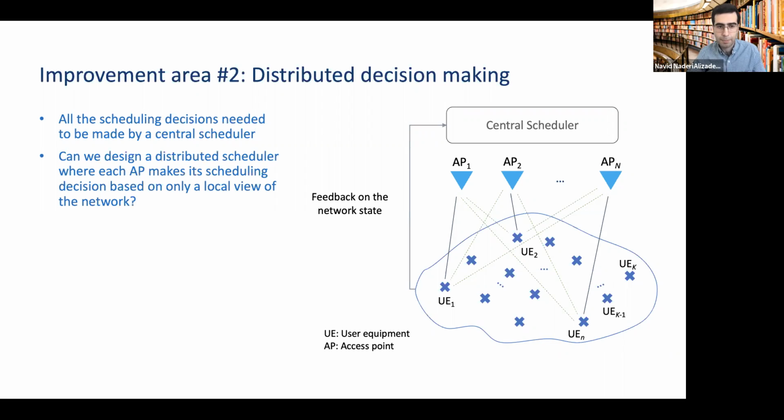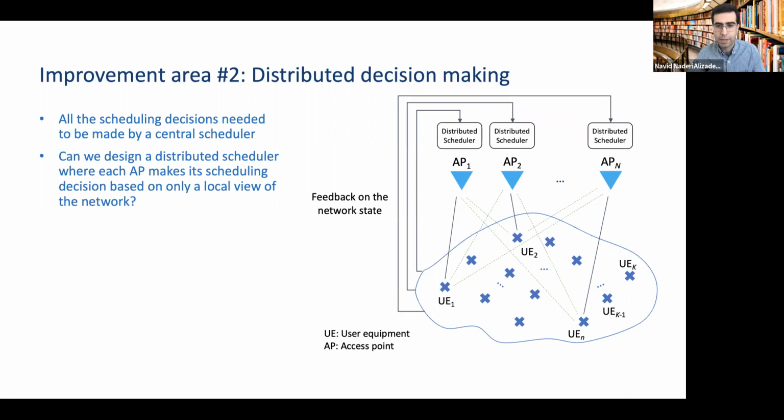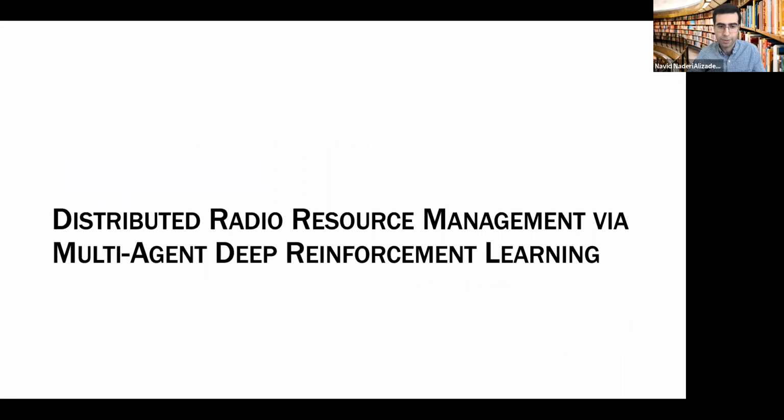And so here the question is really how we can basically distribute this decision making across the access points so that each access point gets some local view of the environment and then makes its decision, for example, in terms of power control or in terms of user selection on its own without caring about what other access points are going to do, similar to what ITLIQ was doing. So this brings me to the next section. We thought of how we can use multi-agent deep reinforcement learning to address this problem.